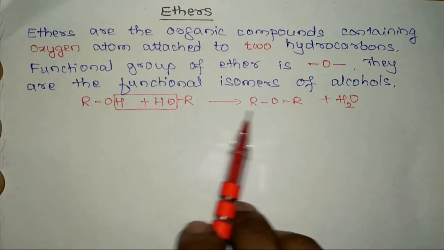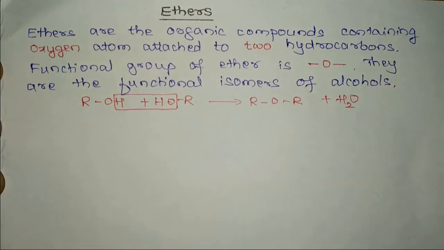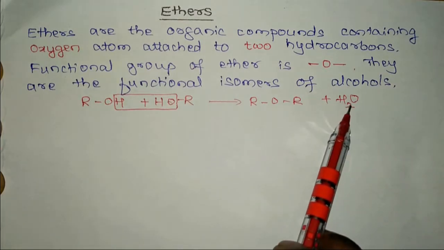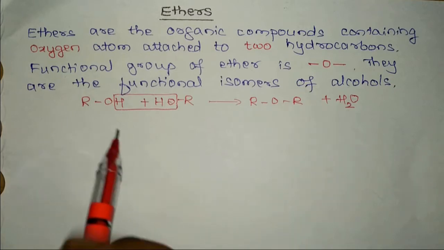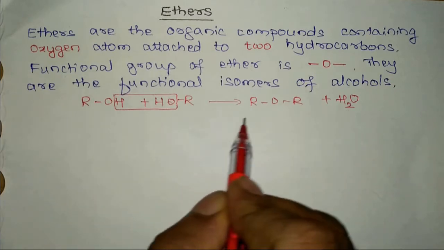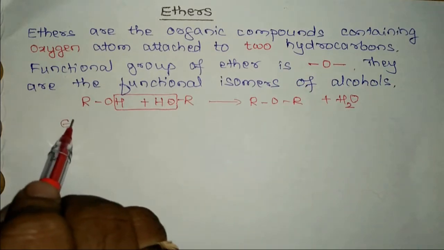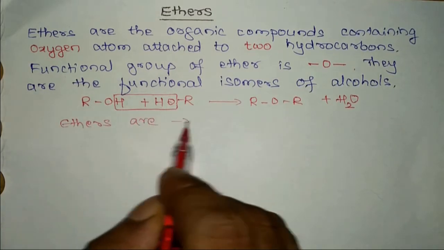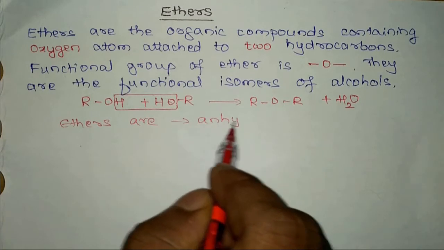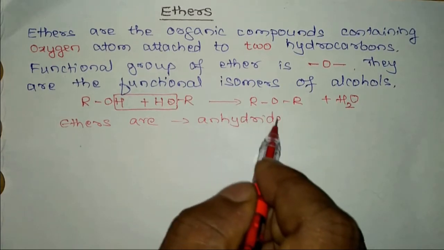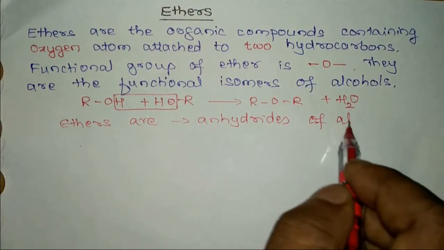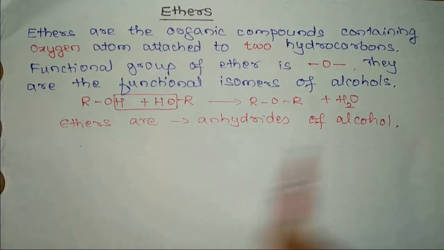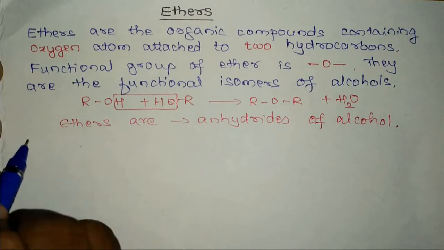This is the functional group of ether. So ethers are obtained by the elimination of a molecule of water, so they are called anhydrides of alcohol.